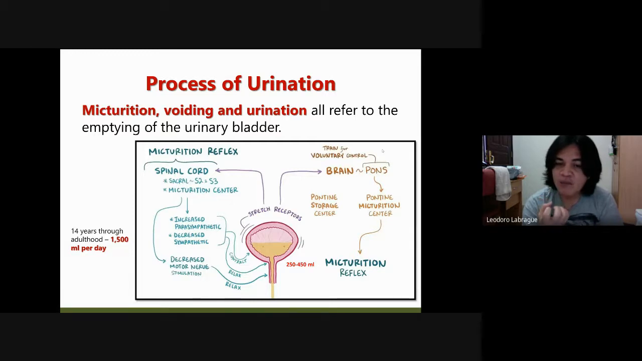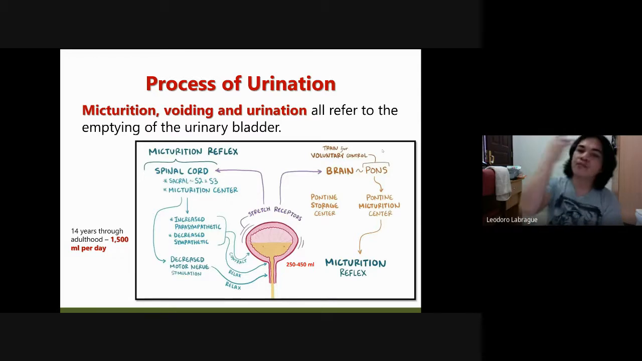Aside from contracting of the bladder, you would notice that the urethra will relax. Once the bladder contracts and the urethra relaxes because of decreased sympathetic nervous system activity, because of decreased motor nerve stimulation, that's the time the urine passes out from the body. Also, activation of these stretch receptors will activate the brain, specifically the pons. And the pons is also responsible for the micturition reflex.